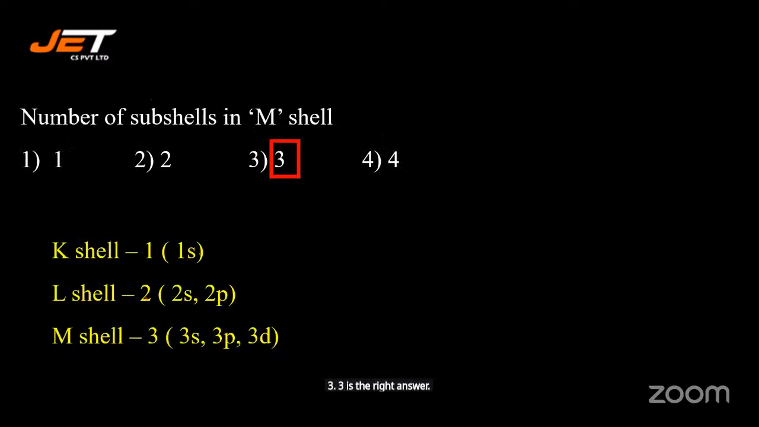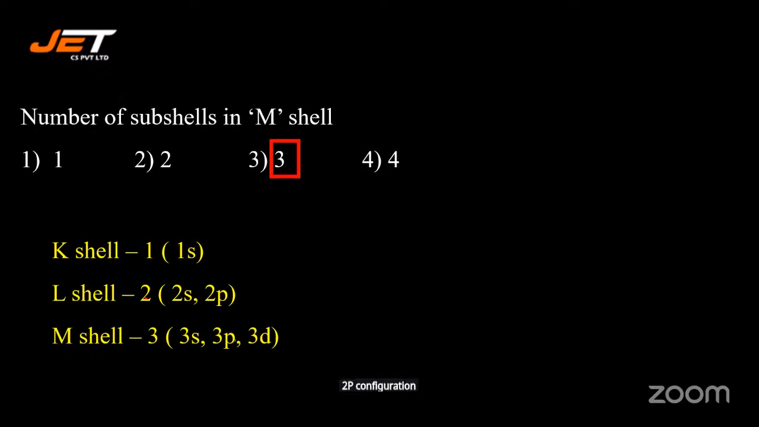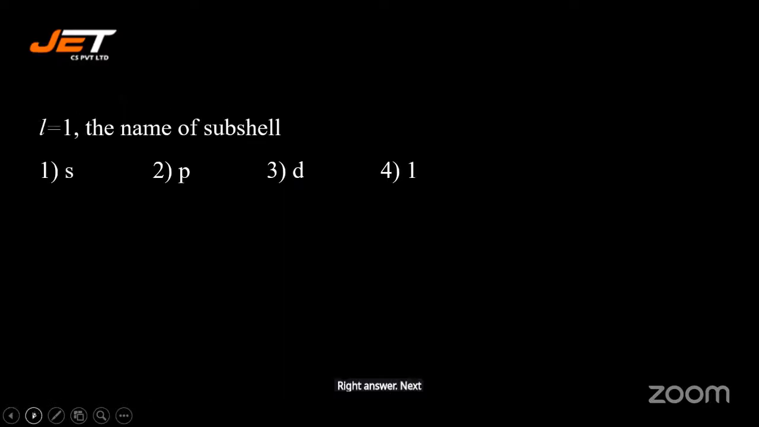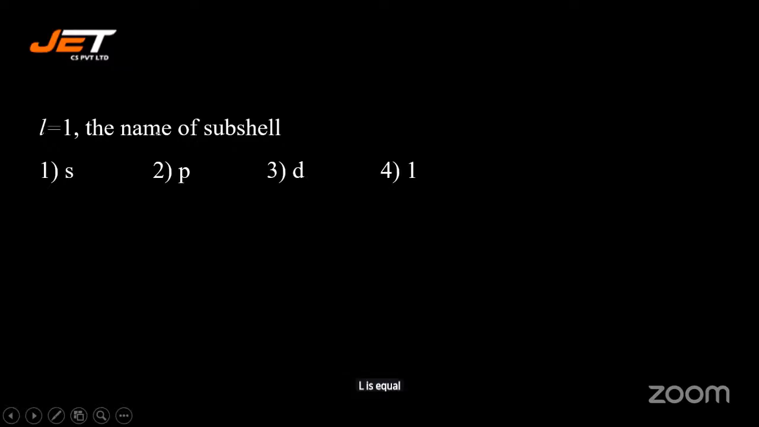K shell is having only 1s configuration. L shell is having 2s 2p configuration. M shell is having 3s 3p 3d. So 3 is the right answer. Next question. So we have only 5 more minutes. We will do 2 or more questions and we will stop for today. L is equal to 1. Name the subshell. So if the azimuthal quantum number is 1, then what is the subshell? Let us see who will answer it correctly.